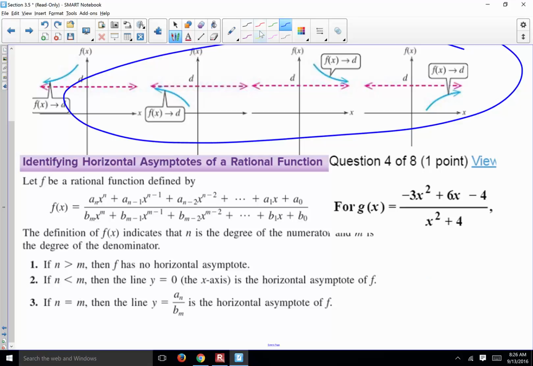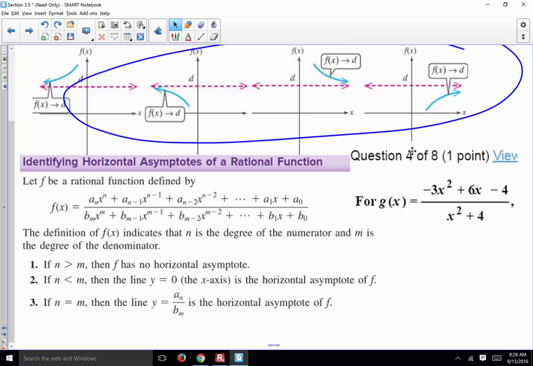Alright, here is what this says. To be able to find out horizontal asymptotes, all you need to do is find the biggest exponent of the top and the biggest exponent of the bottom. They say find out m and n. What do n and m stand for? N is the largest exponent of the top, m is the largest exponent of the bottom. All you need to do is find m and n.